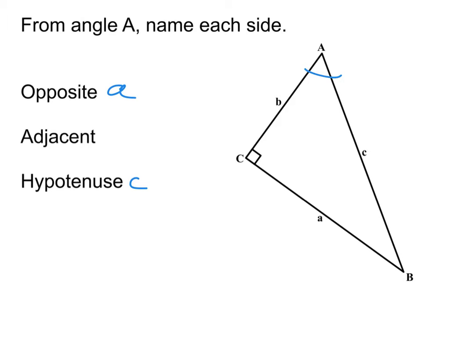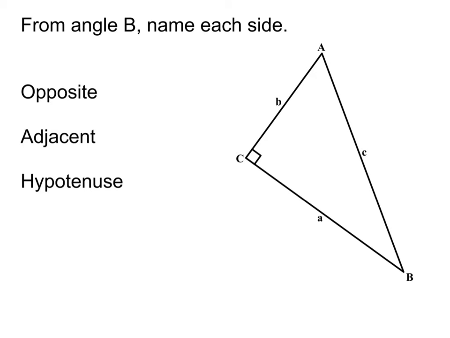All right, and then that leaves the adjacent. And so the adjacent, by process of elimination, must be b. But the other way you can know just looking at it is that if I put my finger here at A, I'm touching two different sides. One of them's the hypotenuse, and the other one has to be the adjacent. So it's the one that I'm touching here from our angle that's not the hypotenuse. That's going to be my adjacent side.